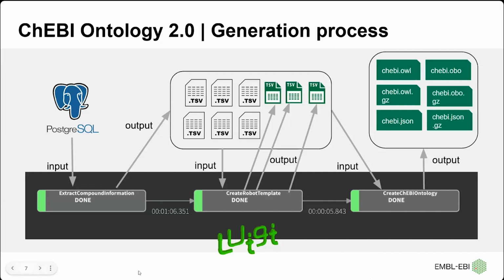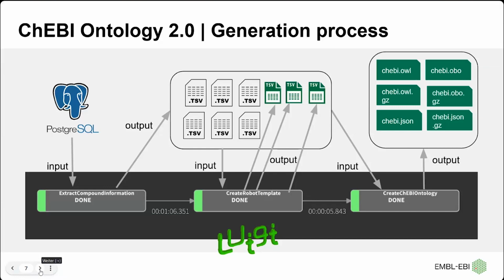Once we have these robot templates, the last step of the ETL has all the necessary robot commands to create the ChEBI ontology. So we are creating in the first place the ChEBI owl files, and based on the ChEBI owl files, we create the ChEBI OBO files and the ChEBI JSON files. This is a new format. It is not present in ChEBI 1.0, but is present in the new version.